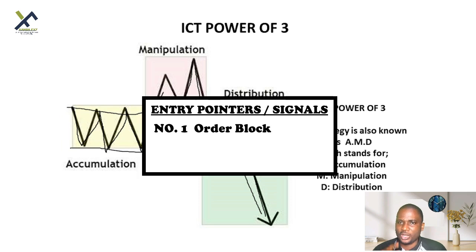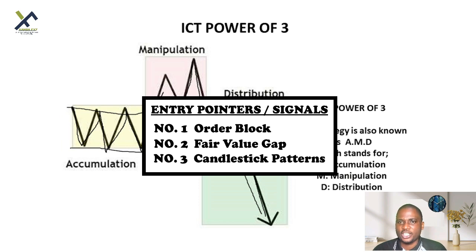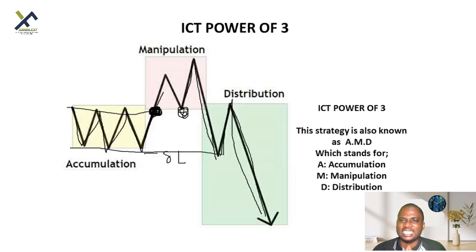Number 1, you look out for an order block. Number 2, you look out for a fair value gap. And number 3, for those that use candlestick patterns, you look out for a valid candlestick pattern. Once you are able to spot these 3 things, it gives you your entry level to maximize. Now, let's look at these 3 methods of entry in this strategy.